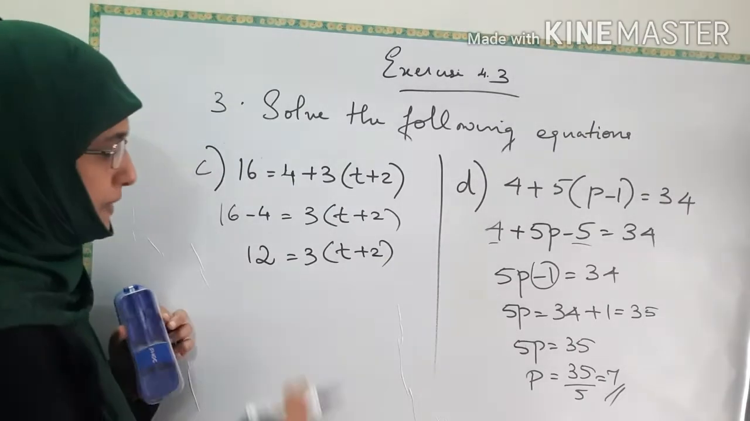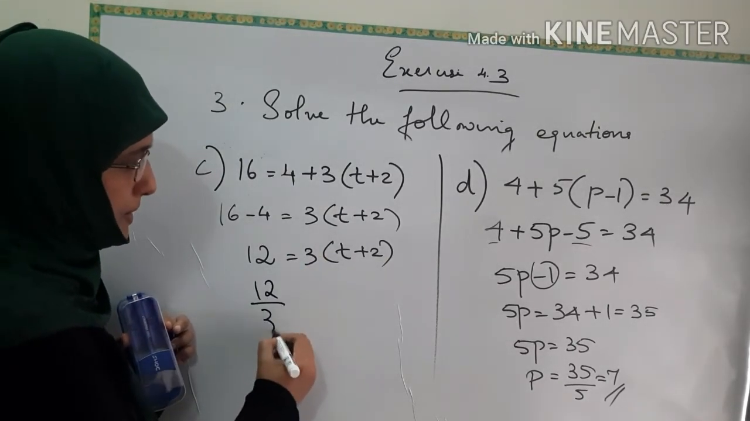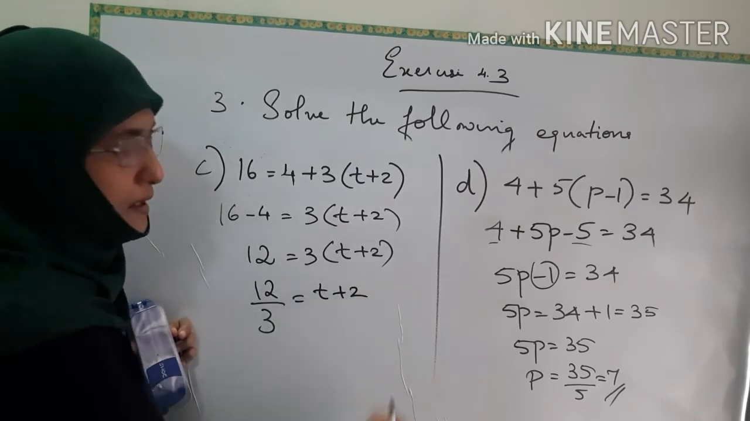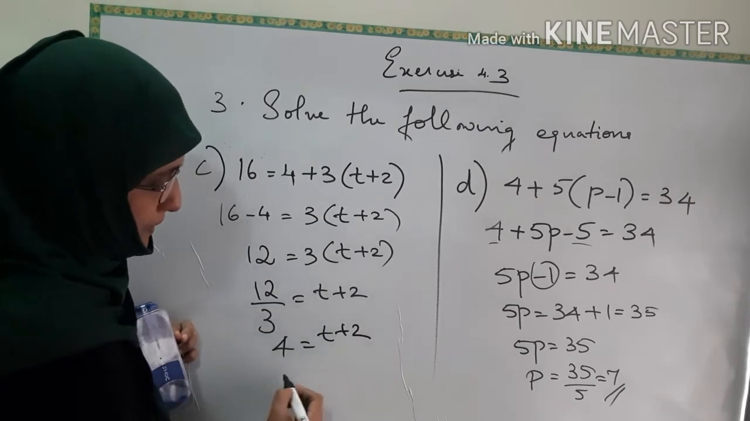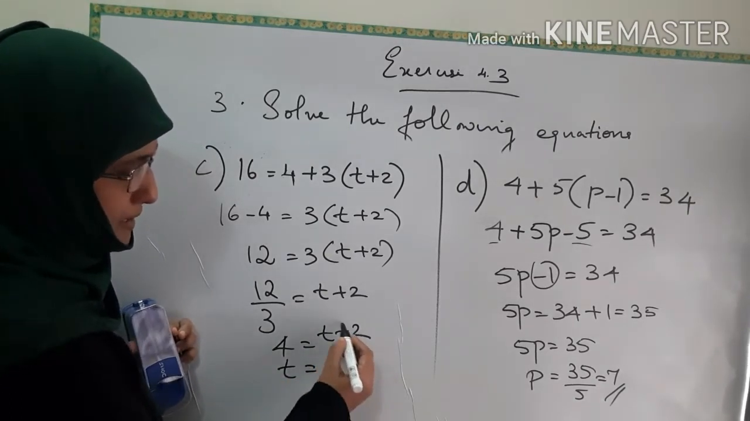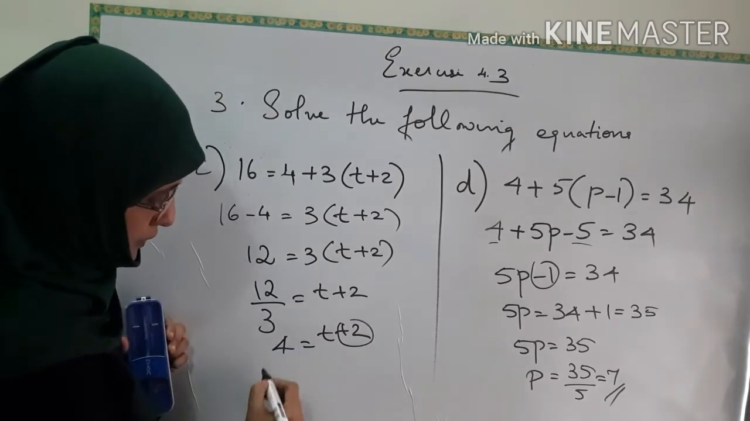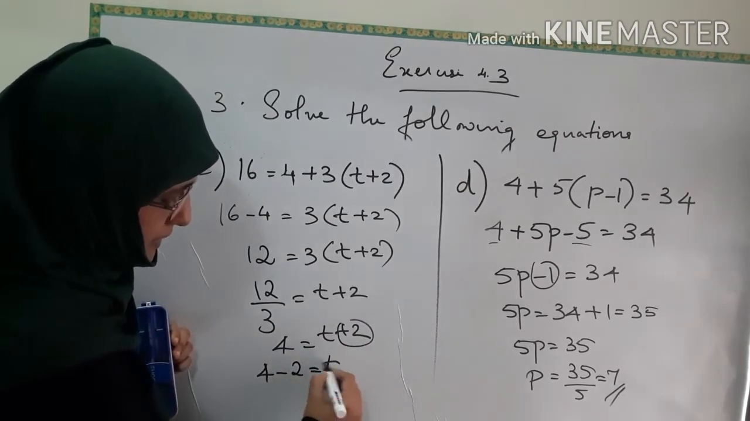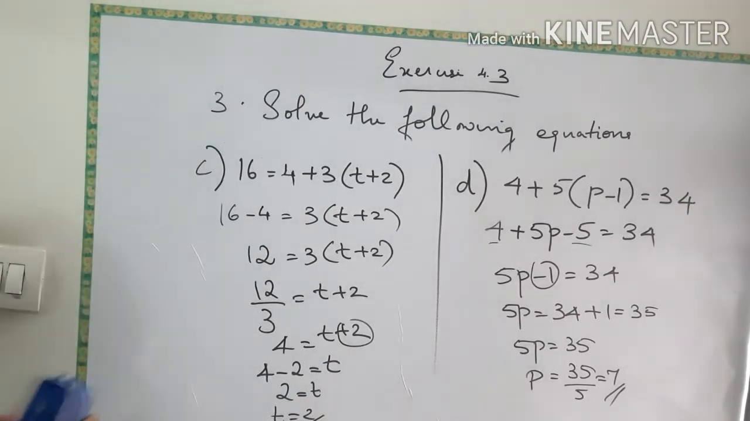Then take the 3 to this side. Here it is multiplication, so when it comes across, it becomes division. 12 by 3 is equal to t plus 2. 12 by 3 is 4. 4 equal to t plus 2. Then what is t? Take this plus 2 to this side. It becomes minus 2. So 4 minus 2 equal to t. 4 minus 2 is 2, so the value of t is 2.